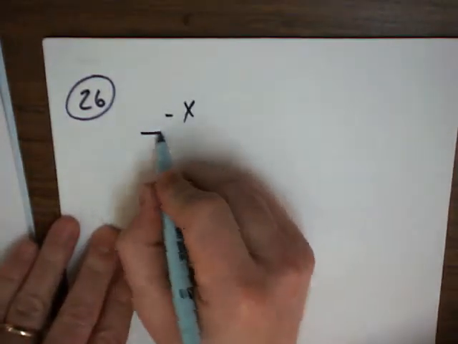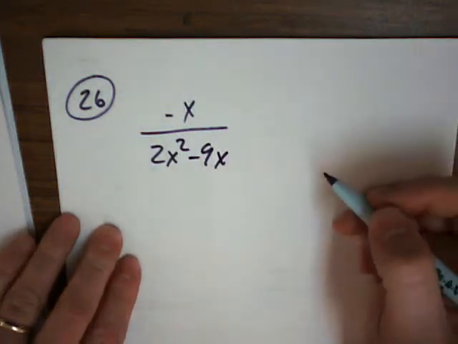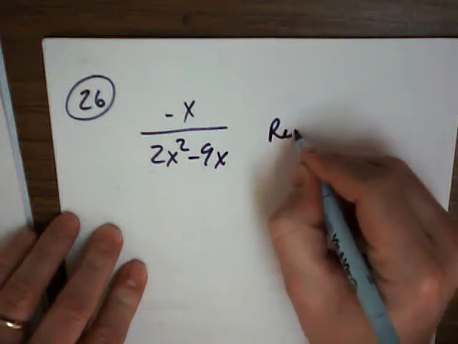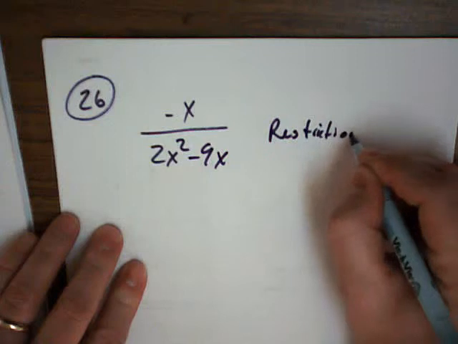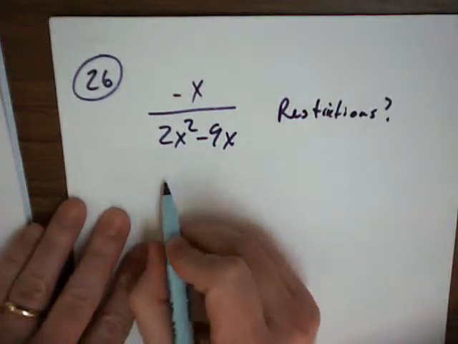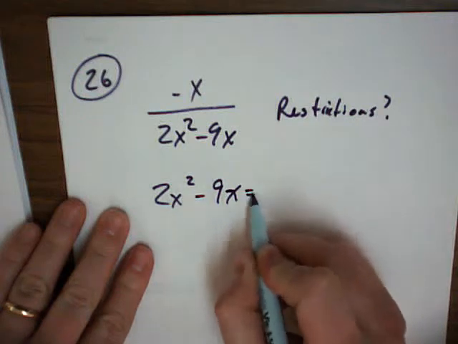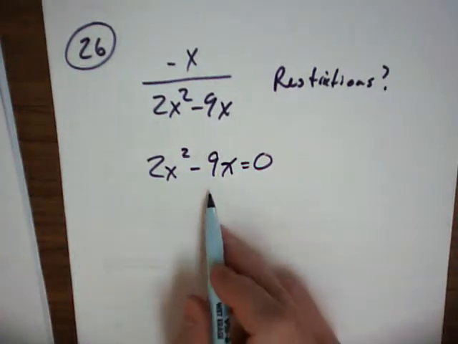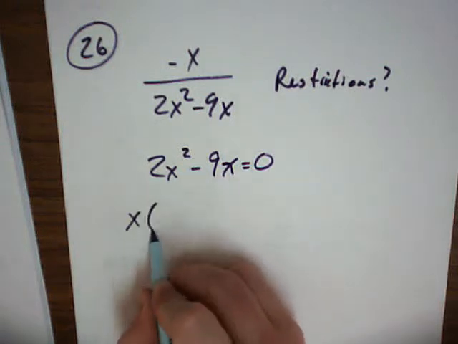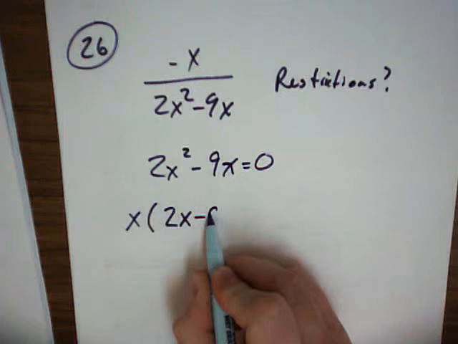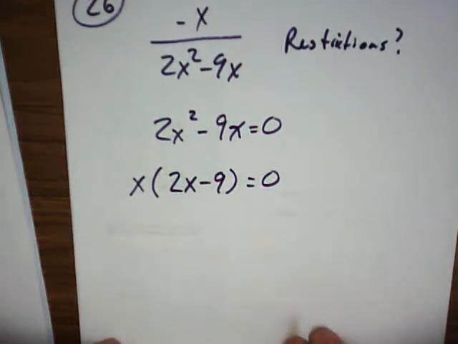If you said negative x over 2x squared minus 9x, and all we want to know is the restrictions. We don't care about, we're not simplifying. So you take your bottom, set it equal to 0, and you always think about factoring. Well, I can pull an x out of both of those. So I pull an x out of both of them.